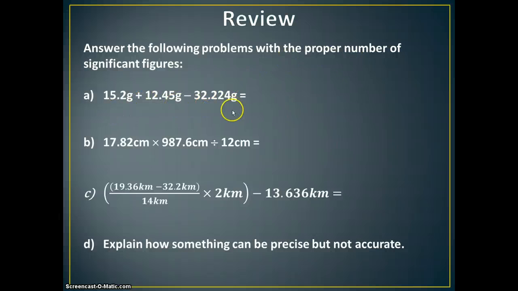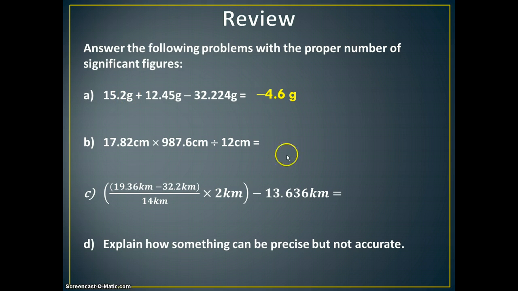So I'm going to add and subtract some numbers. Without even doing the math, I ought to be able to tell where I'm going to stop, where I'm going to round. This number, 32.2224, goes out to the thousandths place. 12.45 goes to the hundredths, and 15.2 only goes to the tenths. Since 15.2 is the least precise, that's where we stop. Our answer will have 1 decimal place, and it happens to be negative 4.6 grams.